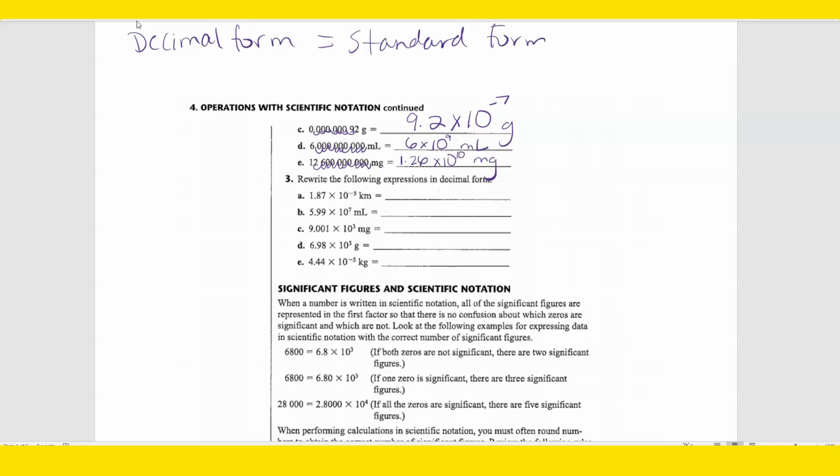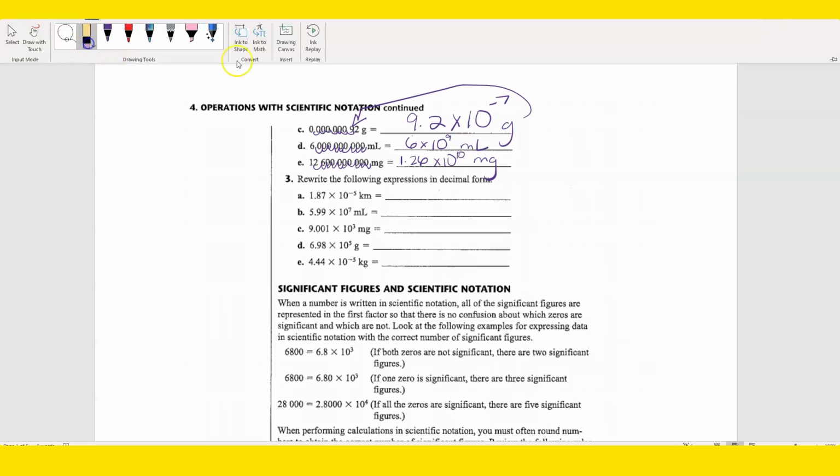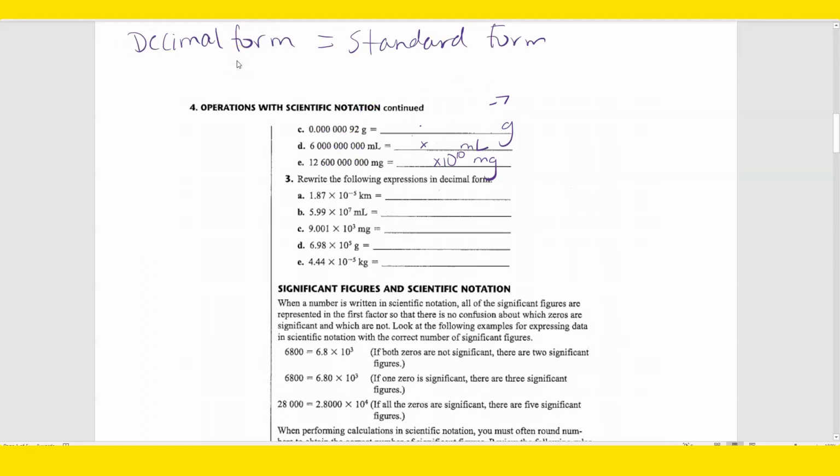So what we're going to do now is go from scientific notation to decimal form. So we're going to actually work backwards. We're going to take a scientific notation number and put it in decimal format. So let me go ahead and erase the screen so we can start clear with a fresh palette. All right, here we go.